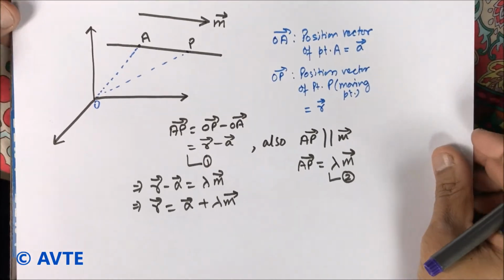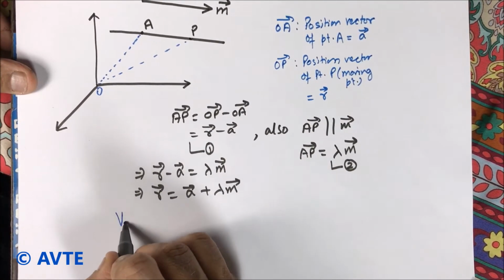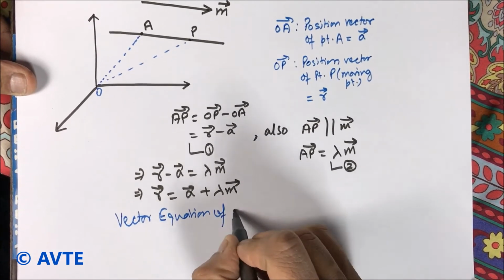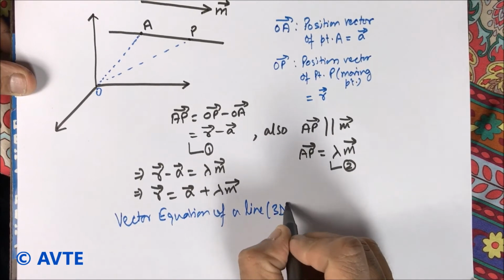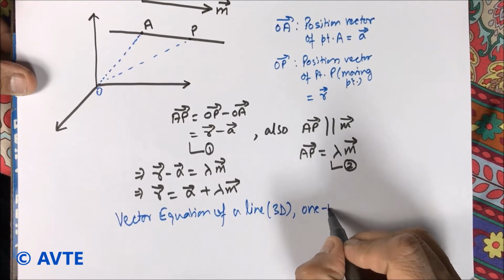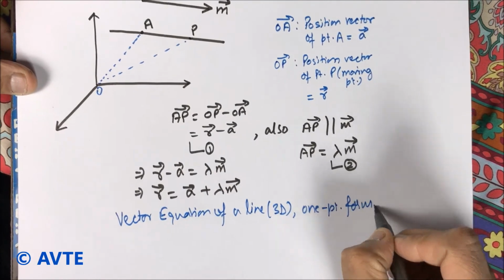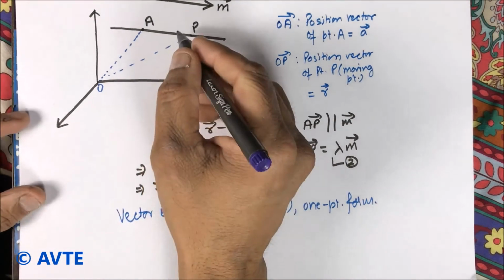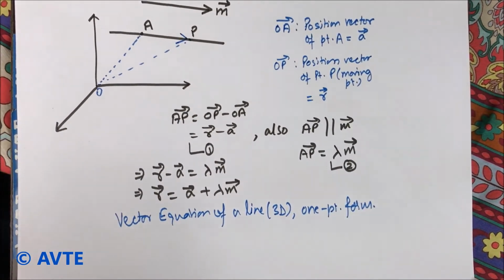So I will call it the vector equation of a line in 3D, obviously. And this is the one-point form, because we were given one point and obviously a vector parallel to AP, and that vector contains the direction ratios. So the A vector is the point through which the line is passing, that is the position vector, and the M vector is the vector containing the direction ratios of the line.